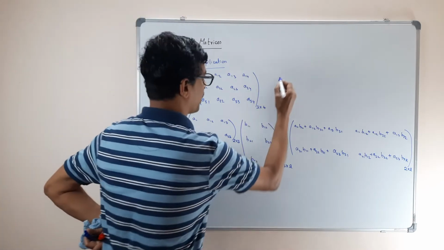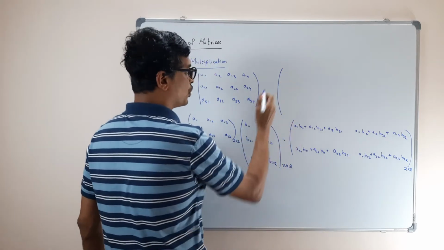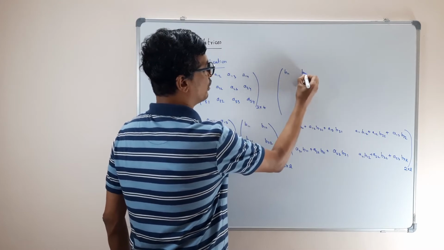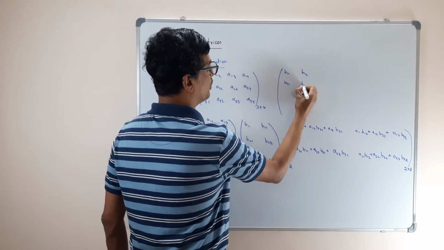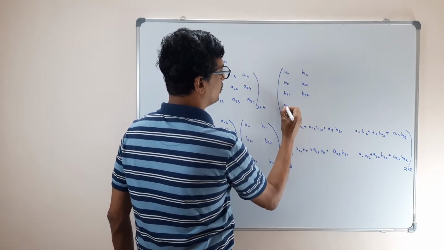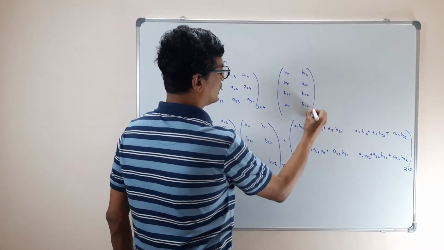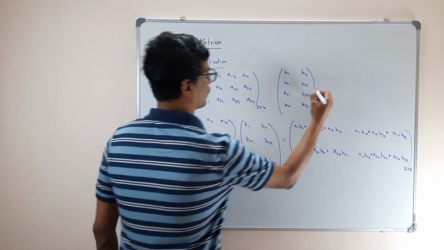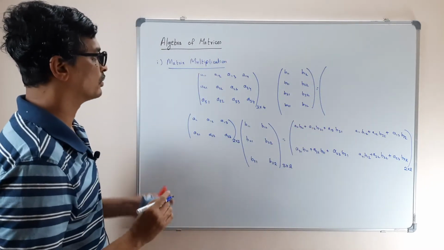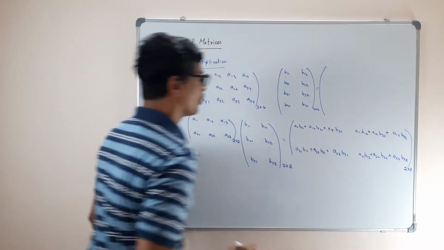4 cross 2 matrix, right? 4 cross 2 means 4 rows and 2 columns. So this will be B11, B12, B21, B22, B31, B32, B41, B42. Let us try to understand what this multiplication will be. I may not be able to write everything because of the space. This is 4 cross 2.